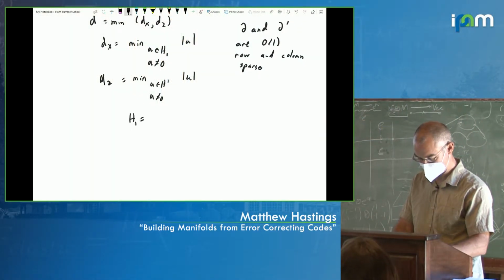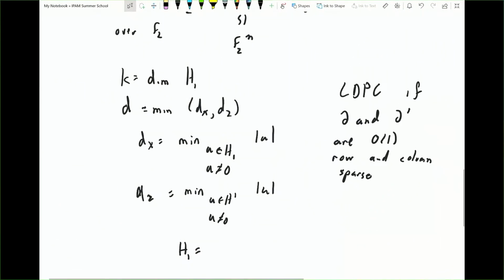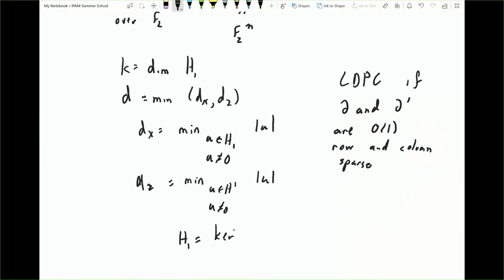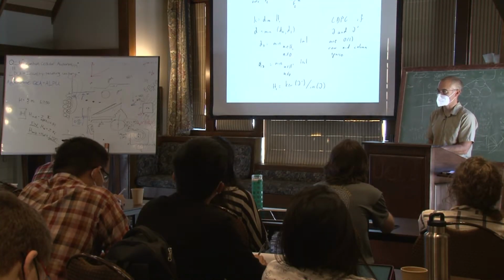H1 is the vectors that are in the kernel of this grad prime. So the vectors that are killed by this grad prime, modulo the ones that are in the image of grad. So these are the ones that the x checks don't see, but ignoring the ones that are already z checks that we've imposed.